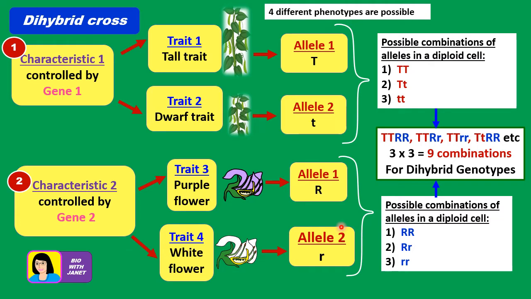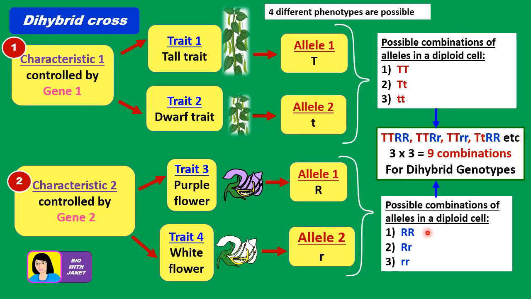Okay, right. So what are the possible combinations of alleles in the diploid cell for the characteristic of flower color? Again, each plant will have two alleles in the diploid cell for flower color, one from each parent. So it could be big R big R, big R small r, or small r small r. These are the only combinations that you can get for the pairs of alleles in a diploid cell.